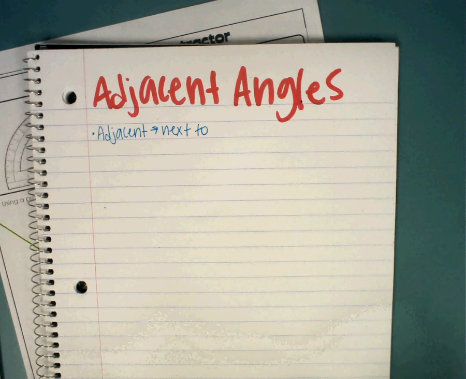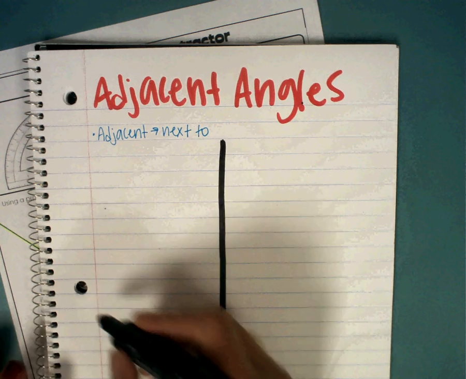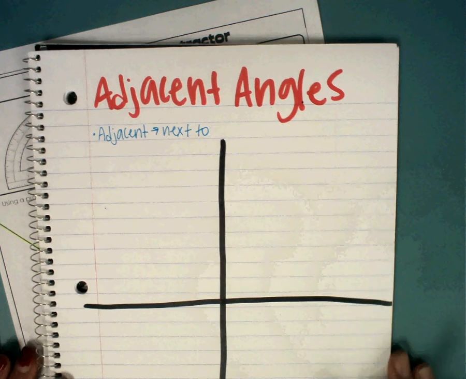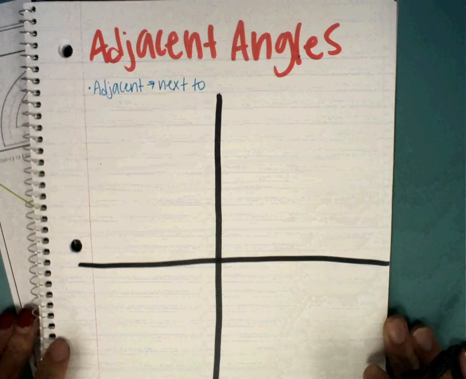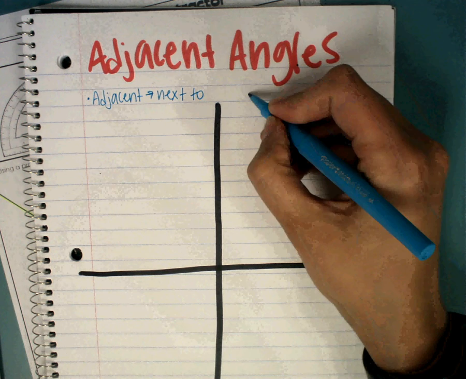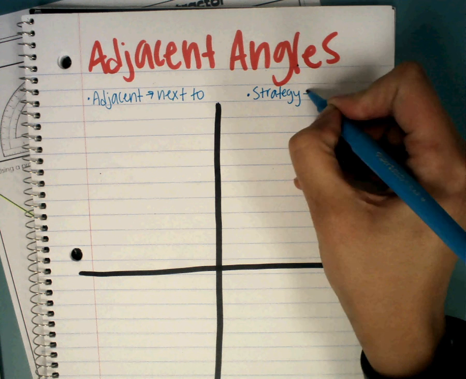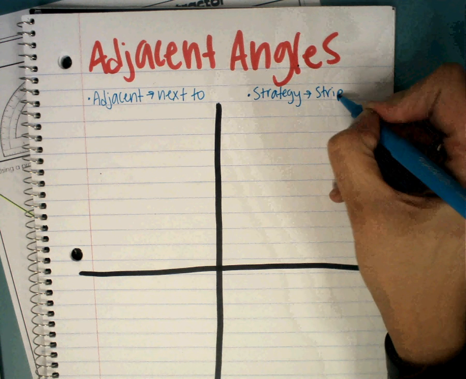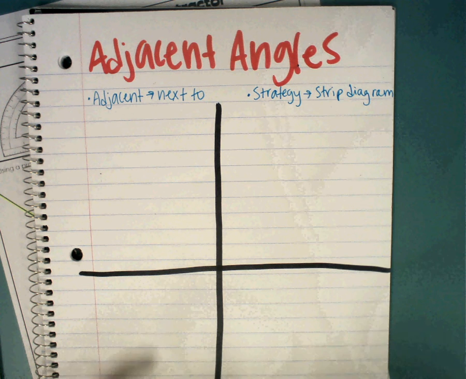Alright, so we're going to talk about 4 different situations where we see adjacent angles, where we can use strip diagrams to help us solve. Okay? So go ahead and make your paper into 4 different boxes, the remainder of your paper, just like that. So go ahead and write up at the top here that our strategy is a strip diagram. Yeah, you thought you got rid of those, didn't you? Wrong. Still got to use them.